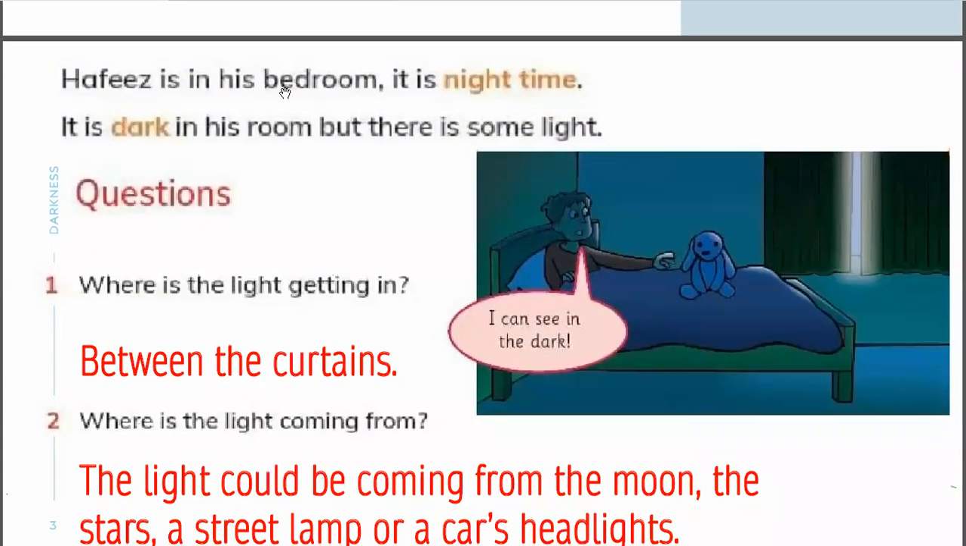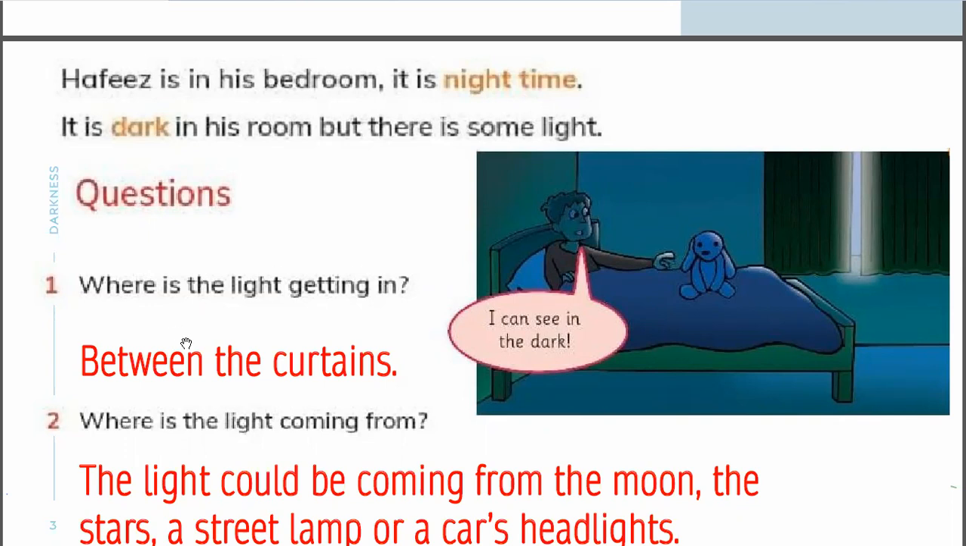Hafiz is in his bedroom. It is night time. It is dark in his room, but there is some light. You can see here this is Hafiz and there is some light coming from the curtains. Hafiz is saying that he can see in the dark. He cannot see if there is complete darkness. He can only see because some of the light is coming from the curtains.